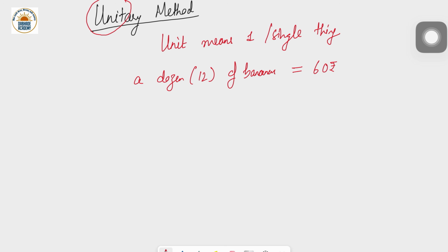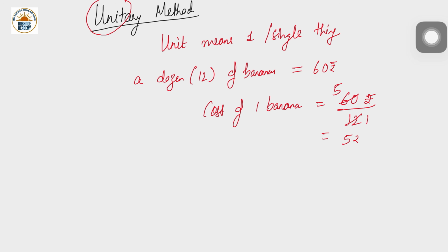So firstly, what we do in unitary method is we'll find out the cost of 1 unit. If the cost of 12 bananas is 60 rupees, what will be the cost of one banana? The cost of 1 banana will be 60, that is the total cost, upon the number of bananas. So we know that 12 fives are 60. So the cost of 1 banana is 5 rupees. We have found out the cost of 1 unit of banana.